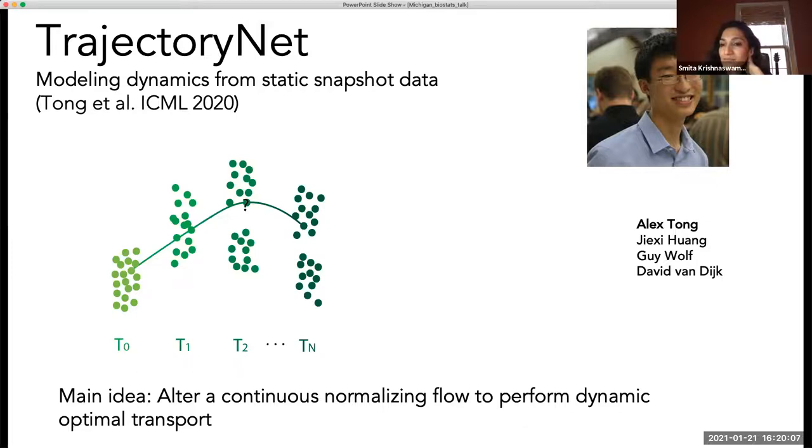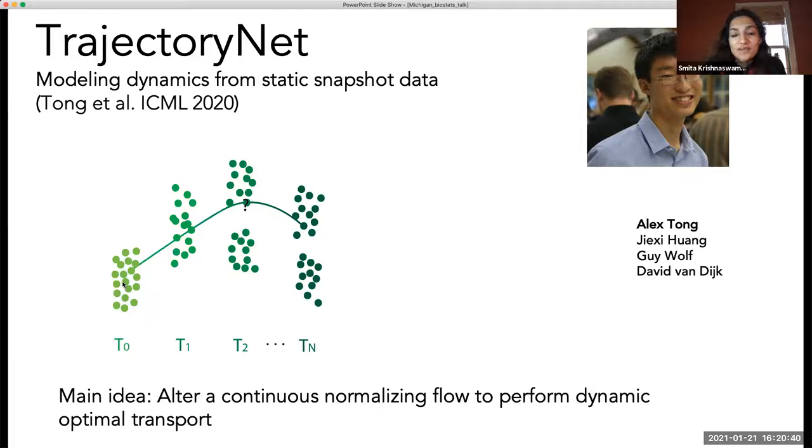And here you have spots where you really have a transport between these different populations. And so we were trying to understand how populations over time dynamically change and are transported from one to another, whereas we normally have static snapshots. And it doesn't have to be over time. It could be over disease progression or something else.